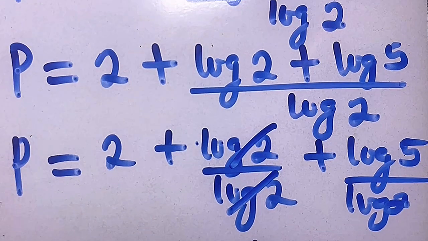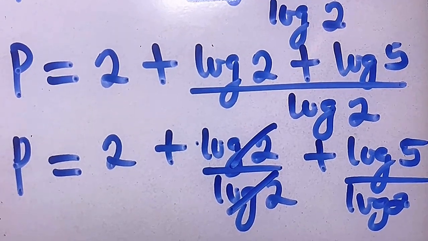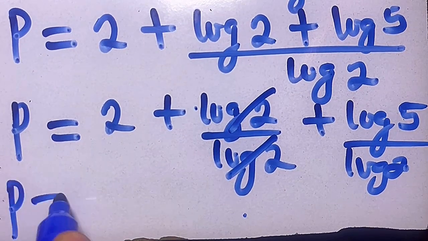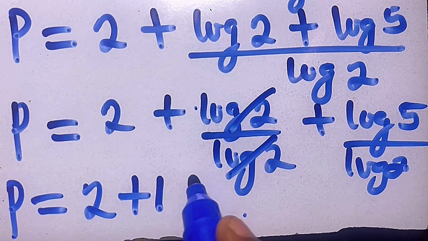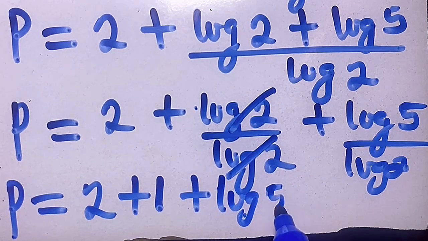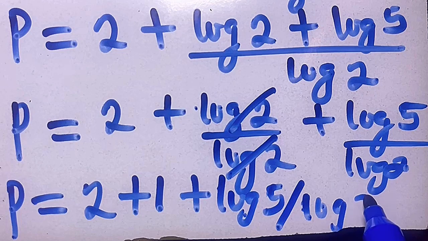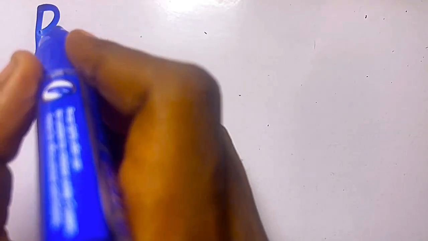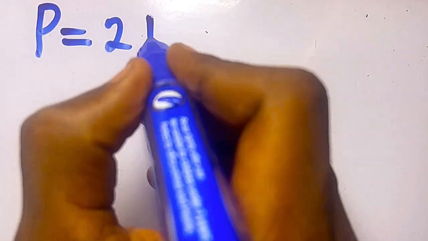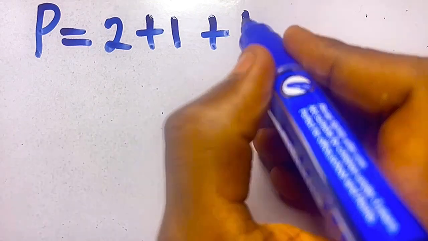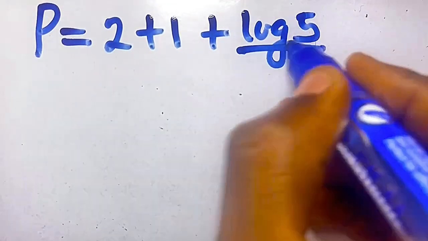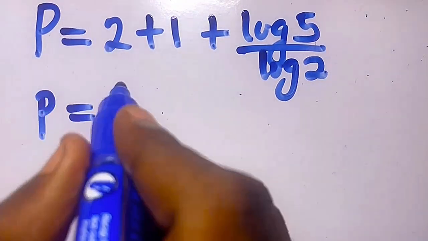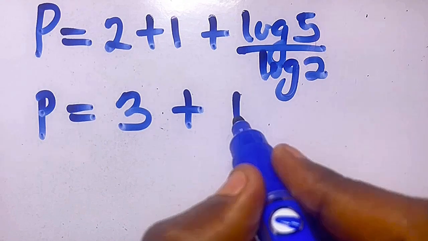Again, we know this is 1. So we'll have p equals 2 plus 1 plus log 5 divided by log 2, right? So having p equals 2 plus 1 plus log 5 divided by log 2, we will have p equals 3 plus log 5 divided by log 2.